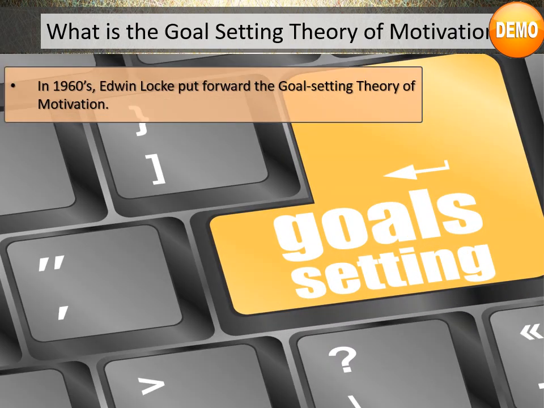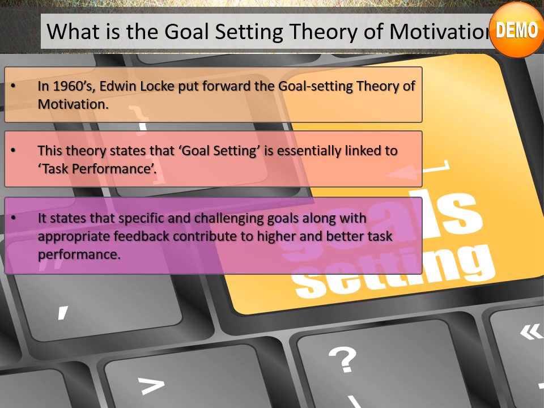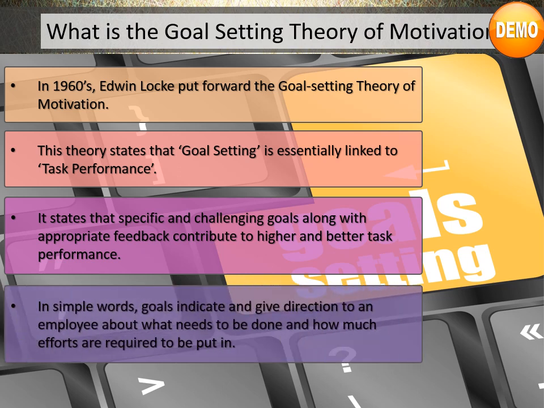In the 1960s, Edwin Locke put forward the goal-setting theory of motivation. This theory states that goal setting is essentially linked to task performance. It states that specific and challenging goals, along with appropriate feedback, contribute to higher and better task performance. In simple words, goals indicate and give direction to an employee about what needs to be done and how much effort is required to be put in.